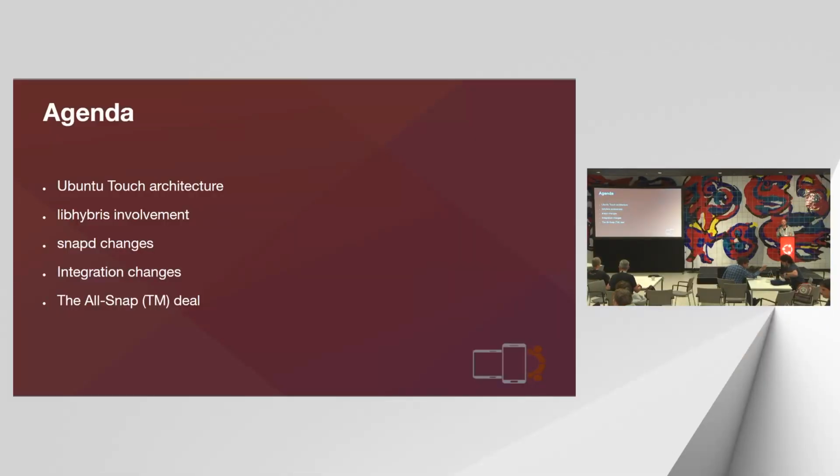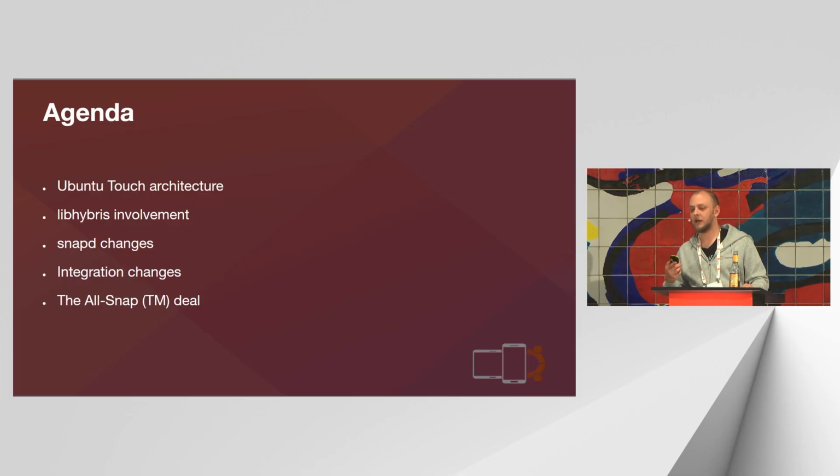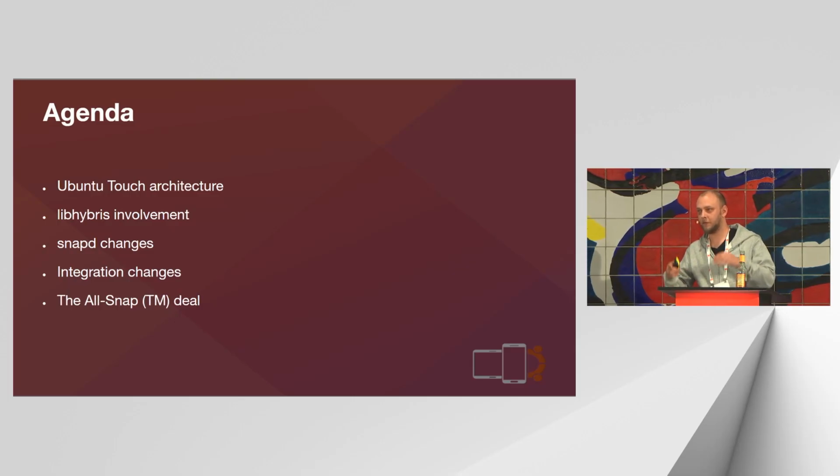So the agenda is here: Ubuntu Touch architecture. We go through this because my goal is actually to explain what is going on with the snap support on Android-based devices specifically and what is making it so hard. The hurdles across the board, from the kernel to early boot to running on the user-space side. We're going to see some libhybris involvement, what's changed in snapd, integration changes for Ubuntu Touch specifically, and what to do about a potential, in the future, all-snap deal, and how to pull that off, actually.